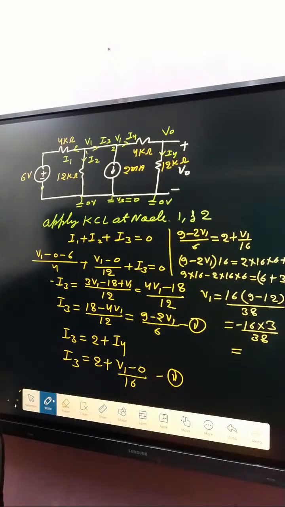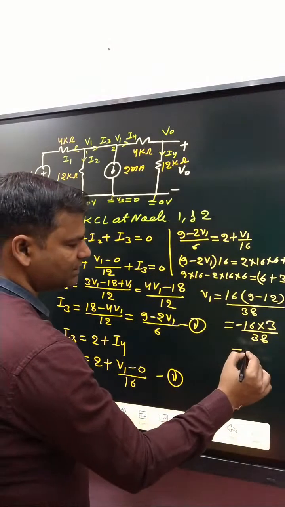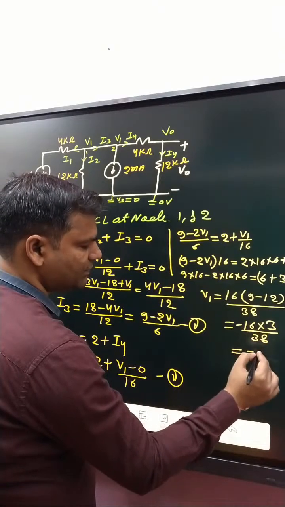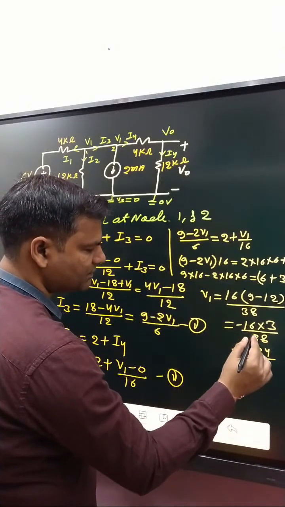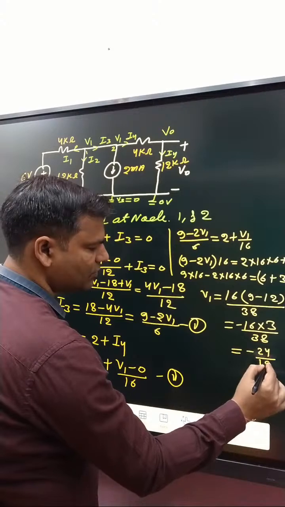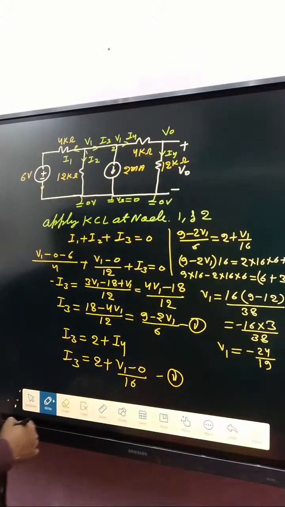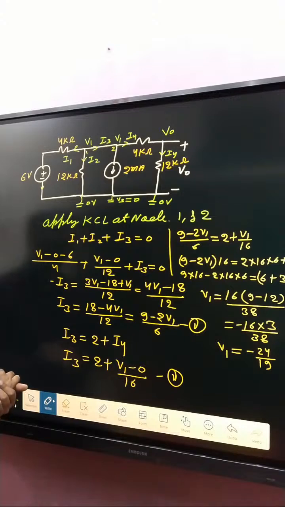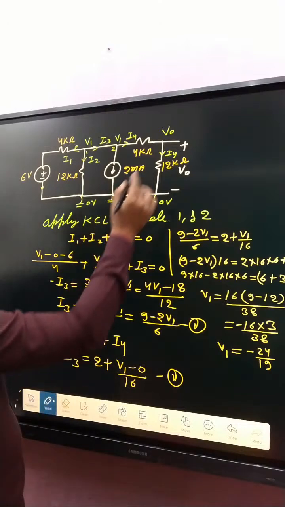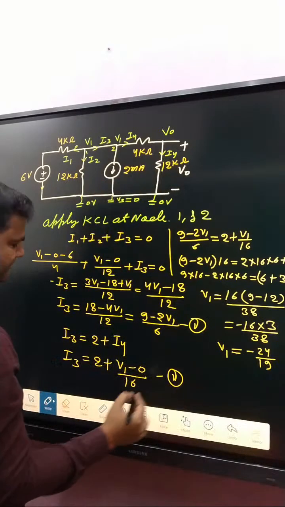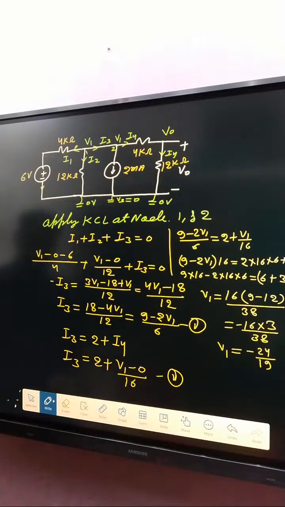After that, we got 8 into 3, 24 divided by 38, so V1 is minus 24 by 19. Our motto is to determine V0. So if you determine V0, first of all, everyone make it.